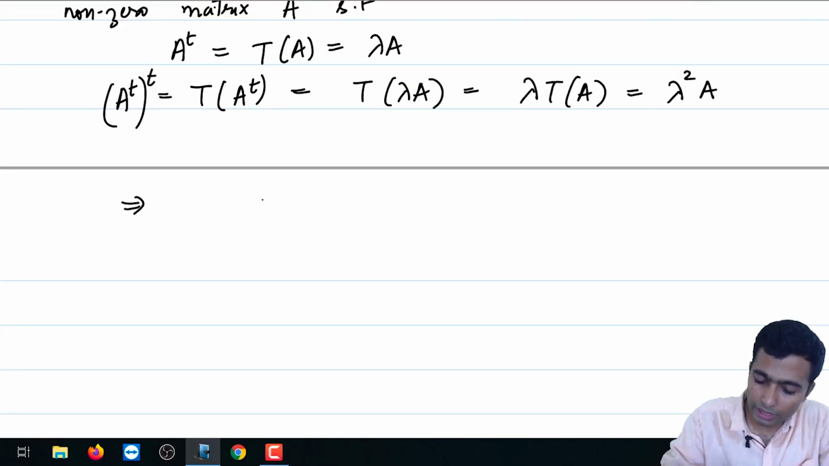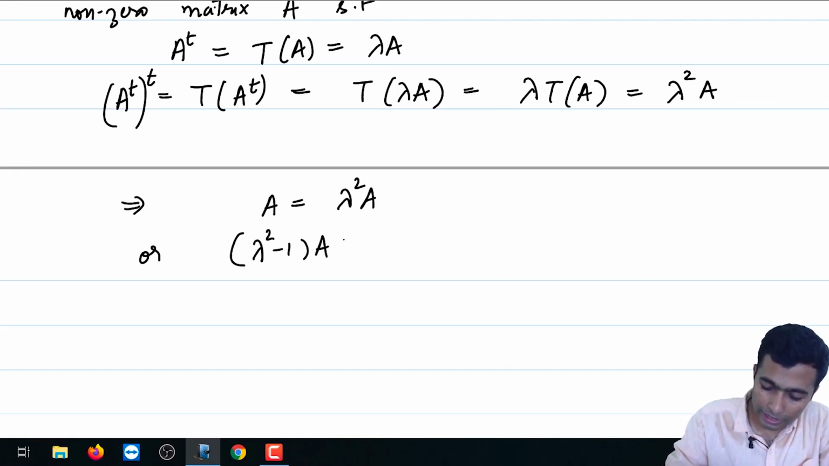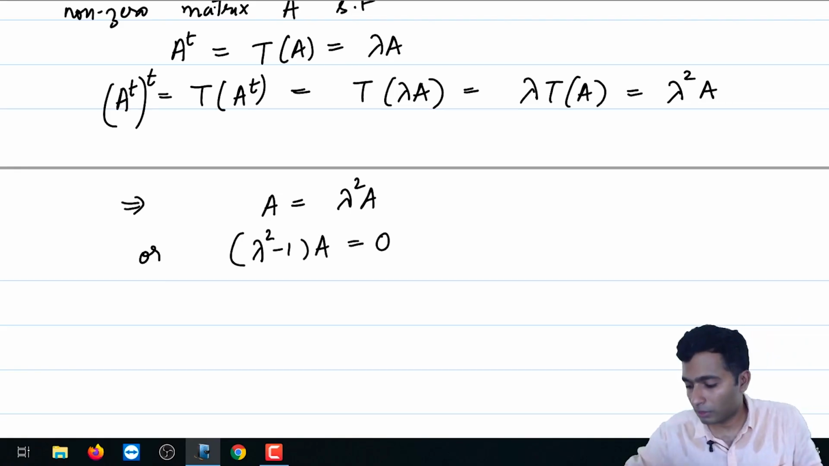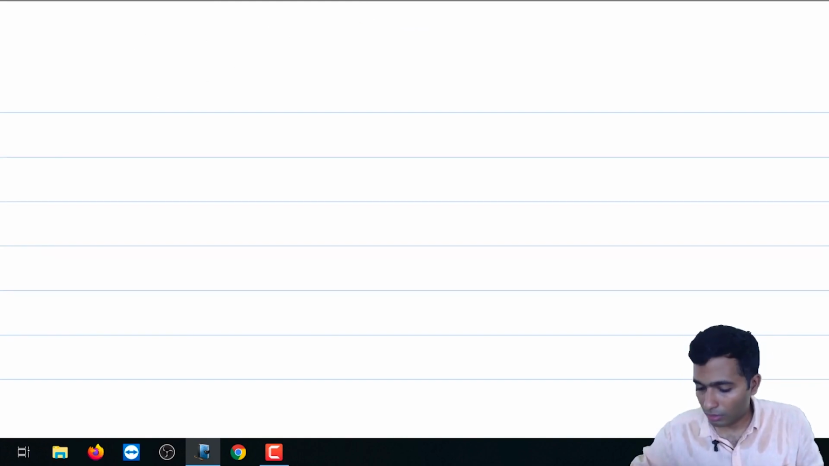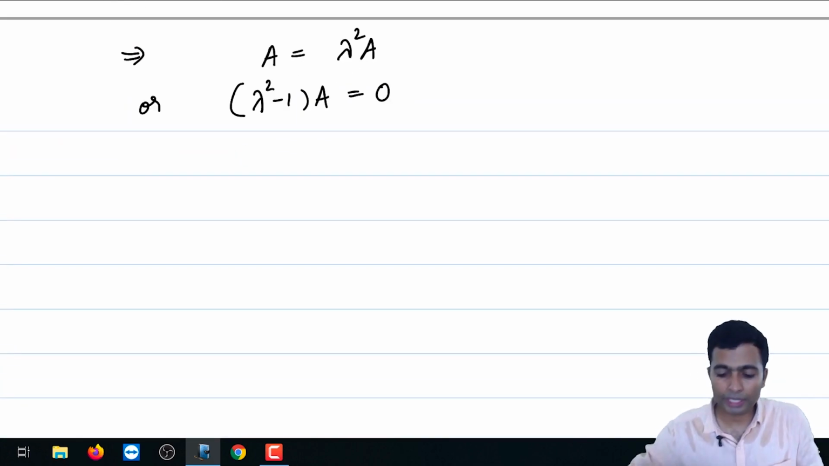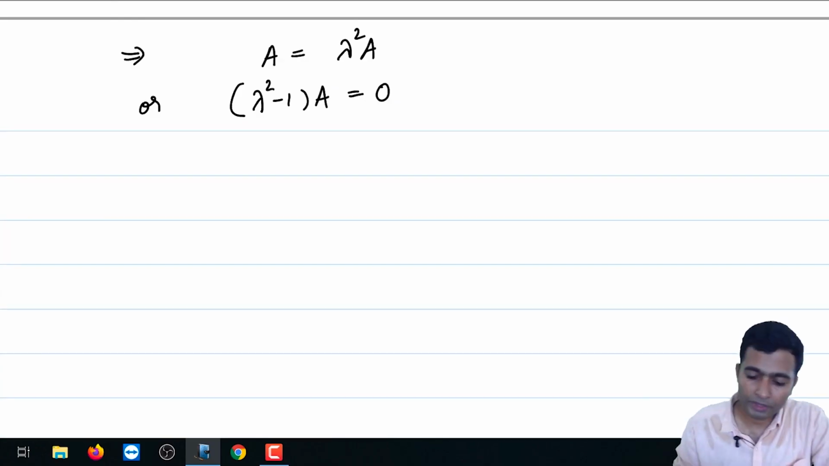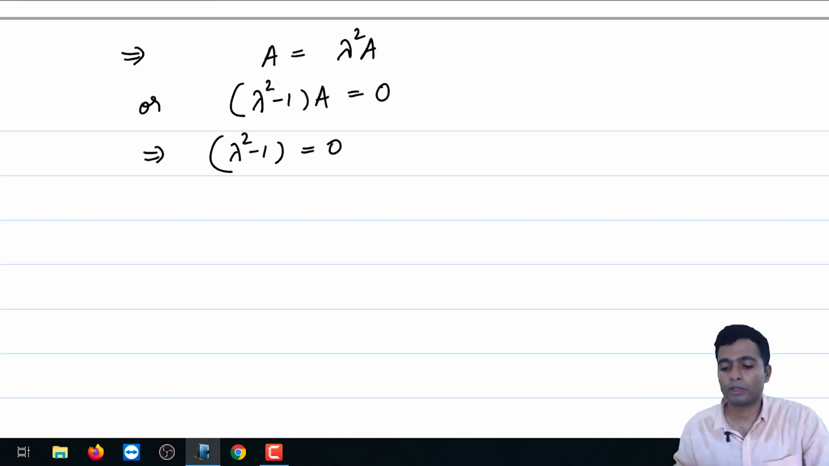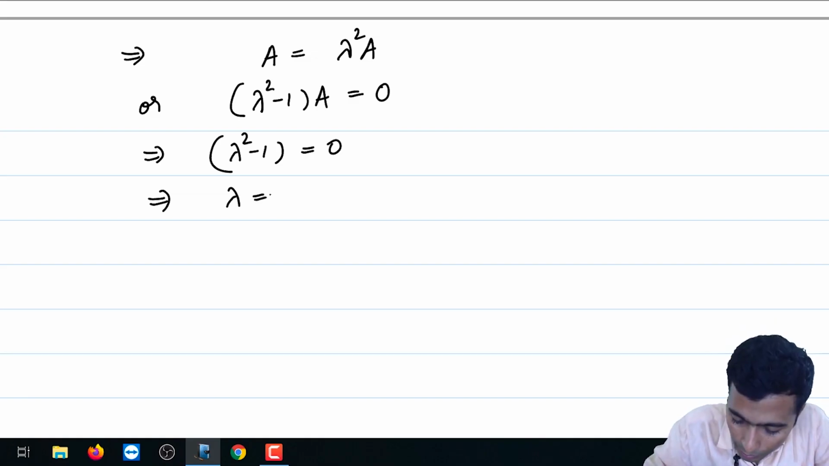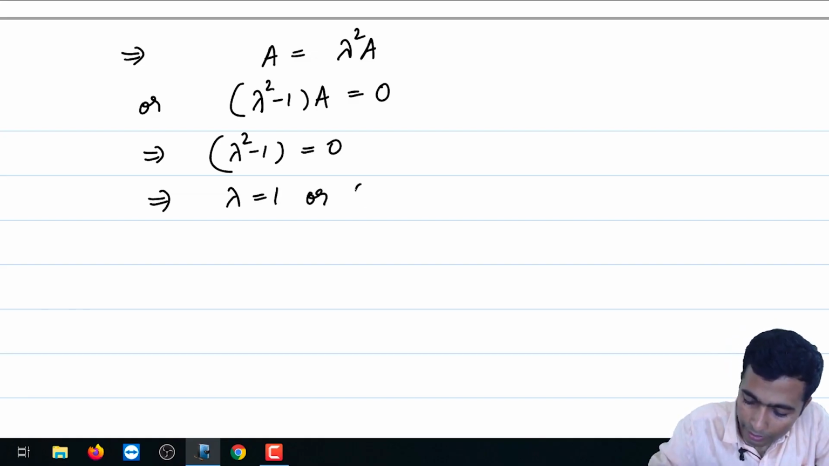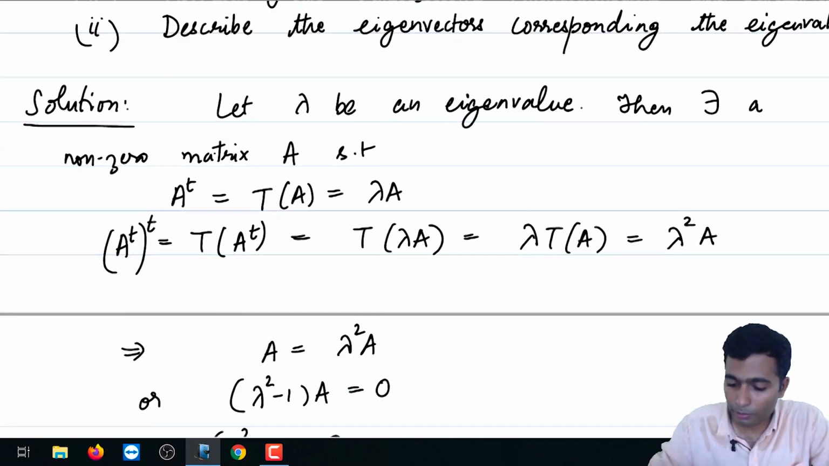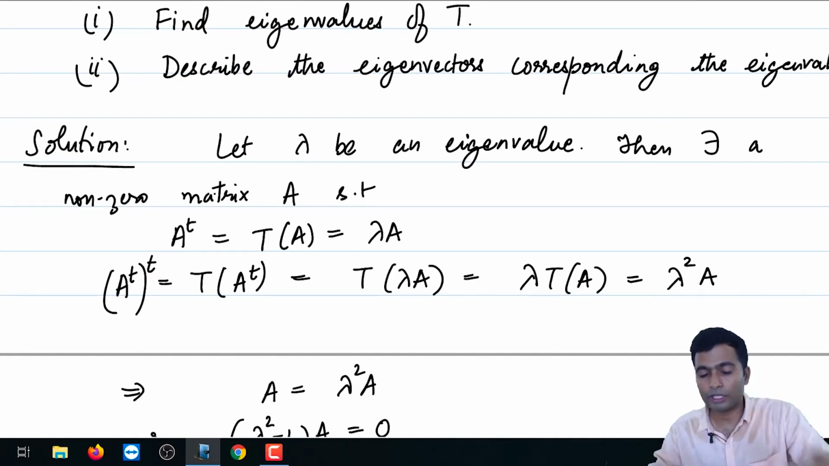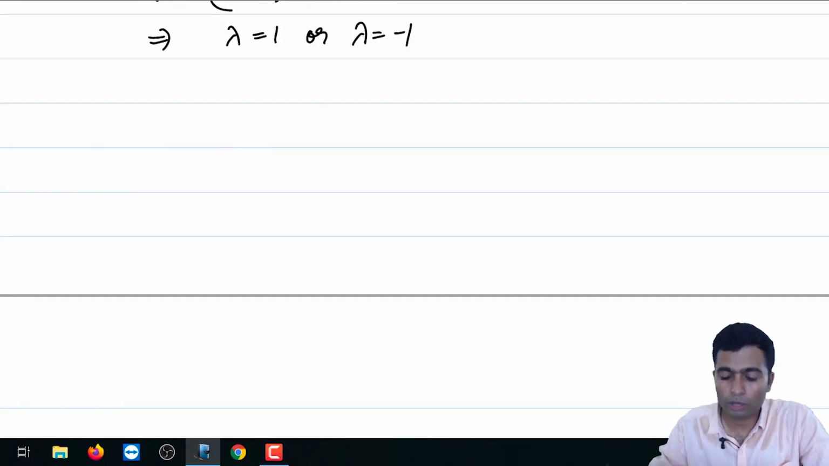This implies that A is equal to lambda square times capital A, or lambda square minus 1 times capital A is equal to 0. But by equating it to 0 component wise, what we will be able to conclude is that lambda square minus 1 is equal to 0. And this forces lambda to be equal to 1 or lambda to be equal to minus 1. So the only possible eigenvalues of the operator T here will be 1 or minus 1.